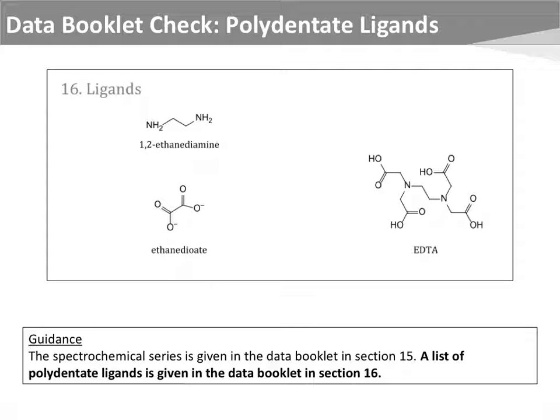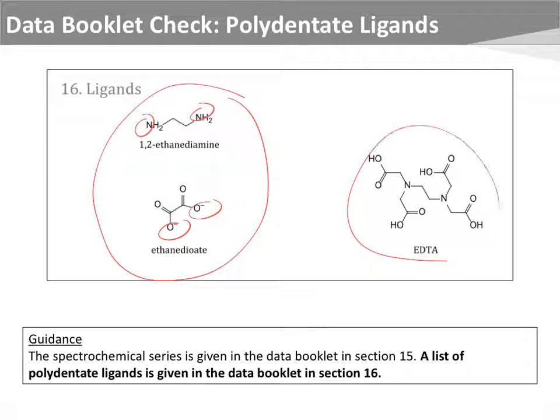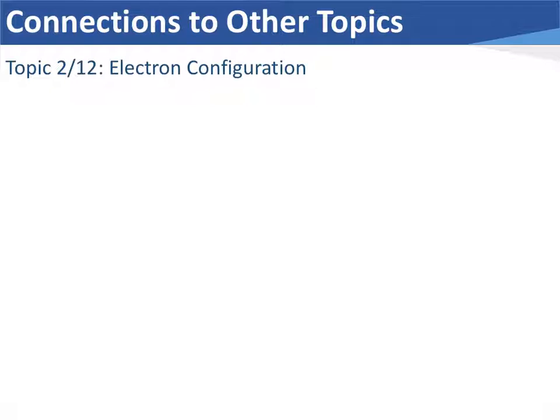Our data booklet has 3 different polydentate ligands to be specific. These are bidentate. They have 2 locations where the ligand can make a coordinate bond, and this one is polydentate in terms of having multiple sites, as you saw from the previous slide. And there we go. That is our introduction to colored complexes. Certainly it's related to electron configuration. It's related to our study of the electromagnetic spectrum from topic 2 as well.